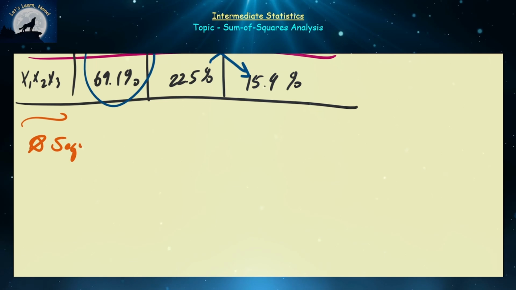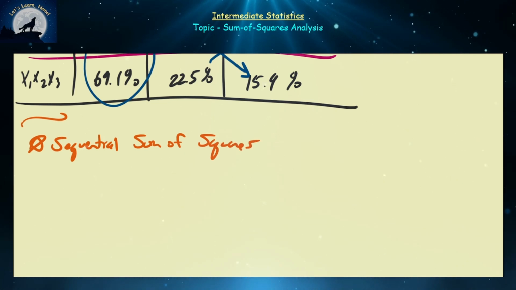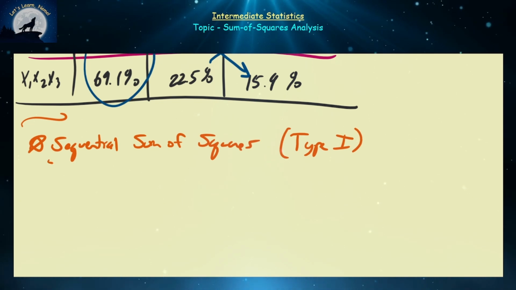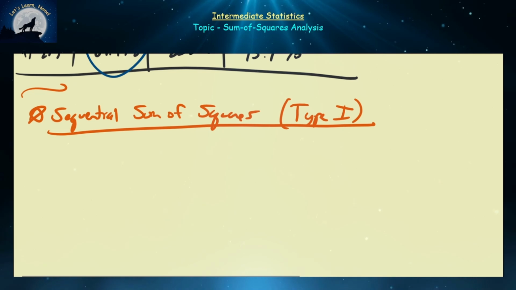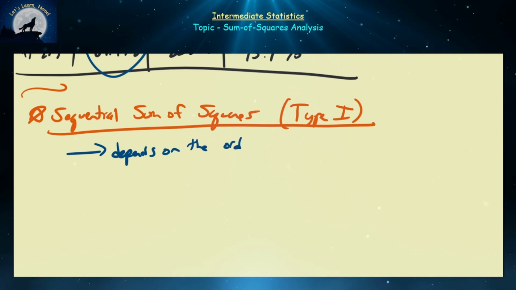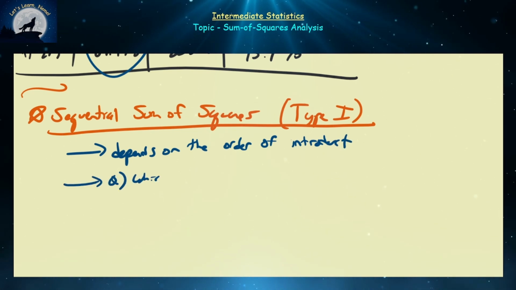So overall, this method, as I've already called it, is called sequential sum of squares. And this is a sum of squares analysis, and some people also call this a type I sum of squares analysis. So what have we observed so far about sequential sum of squares? Obviously, it depends on the order of introduction, which then begs the question, which one to trust?